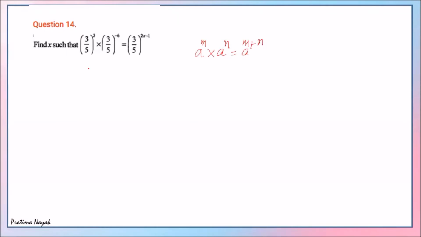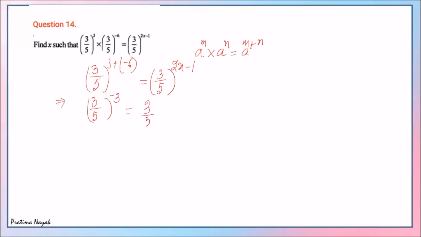So what will the LHS be? LHS, the left hand side of the expression, will be 3 by 5 to the power 3 plus minus 6. And since it's an equation, you write the right hand side also. So this will be 2x minus 1. Now this implies, in an equation you have to write this. So this will be 3 plus minus 6, certainly it will be minus 3. This is equal to 3 by 5 to the power 2x minus 1.